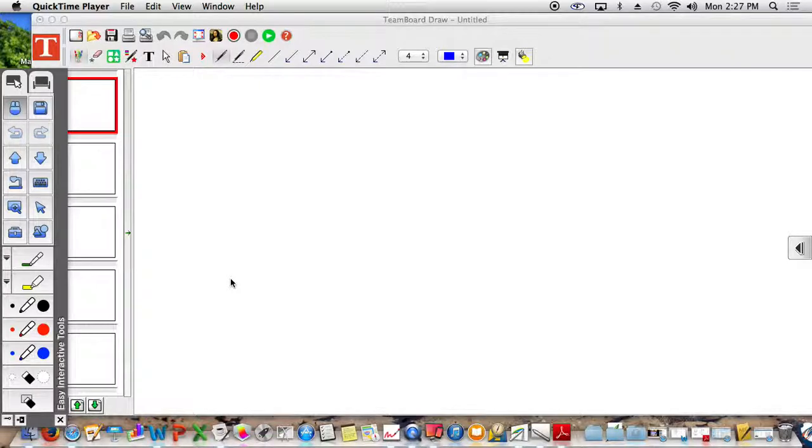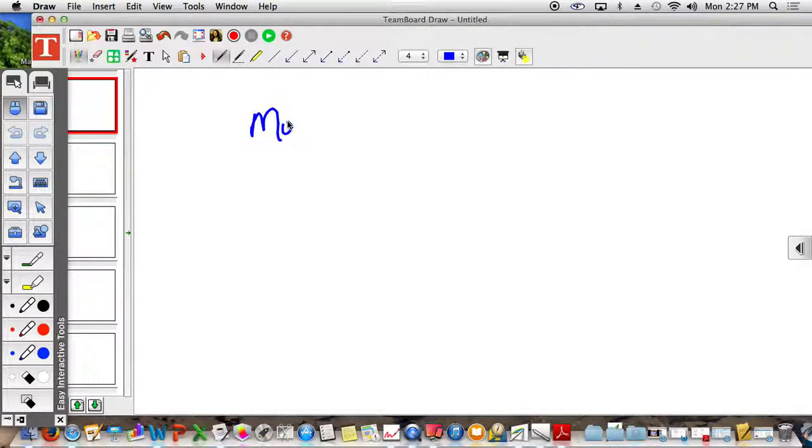Compositions. More. I love when you use the calculator.